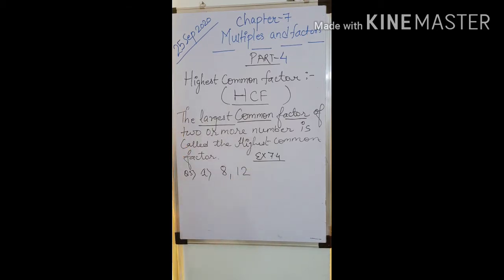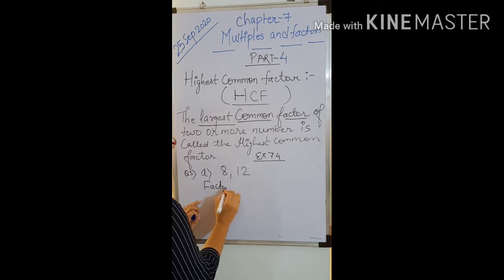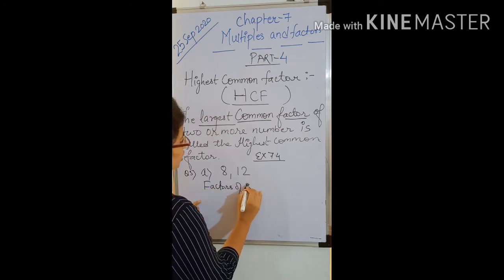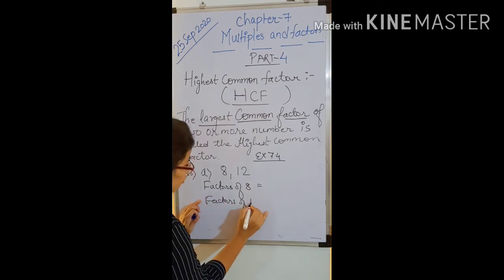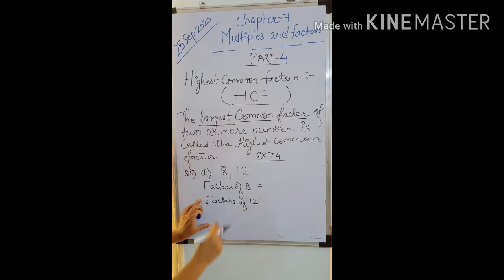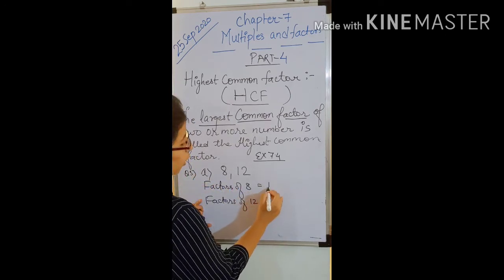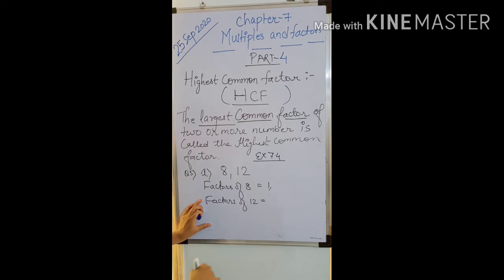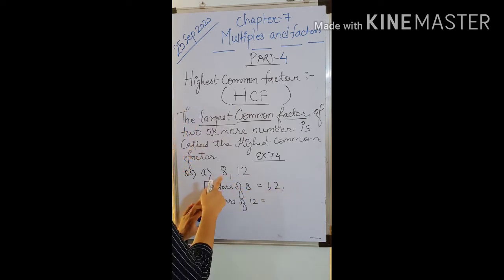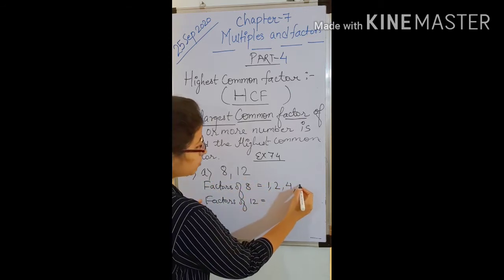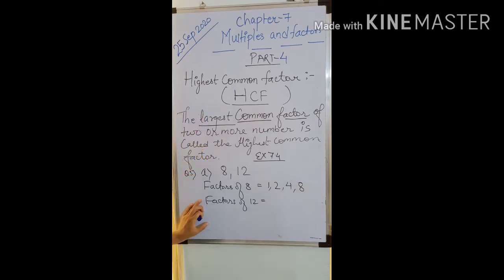First step, you are going to find the factors of 8. Similarly, you will find the factors of 12. Factors of 8: 1, we know 1 is a factor of each and every number. Then 2, 2 fours are 8. Then 3, no. Then 4, yes, 4 twos are 8. Then the last number will be 8.